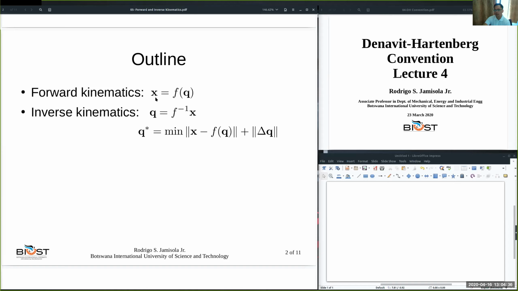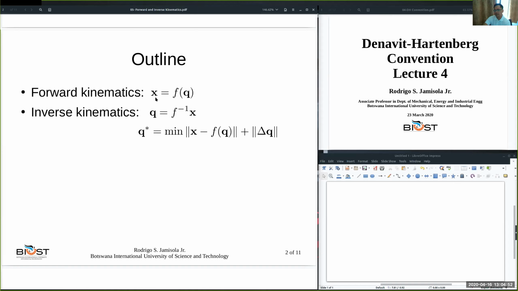So that is forward kinematics. Given the joint variables, you output the end effector position and orientation, or the position and orientation of the hand of the robot. Now, let's go to inverse kinematics.